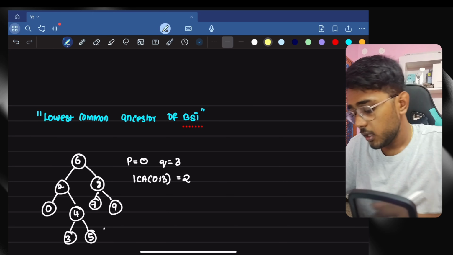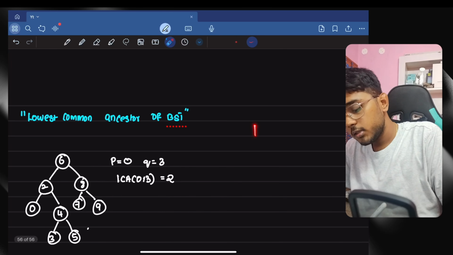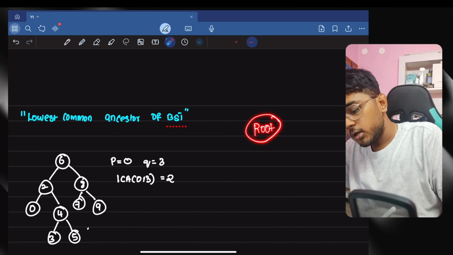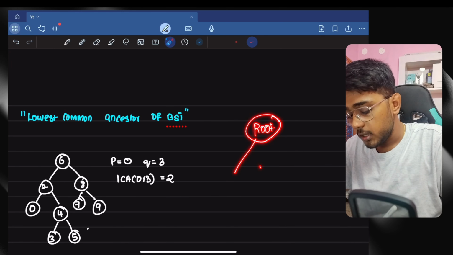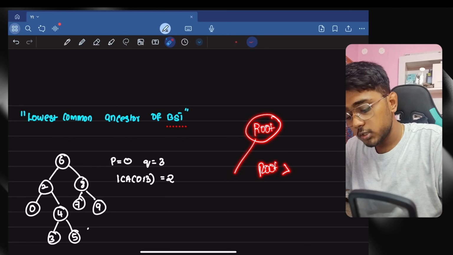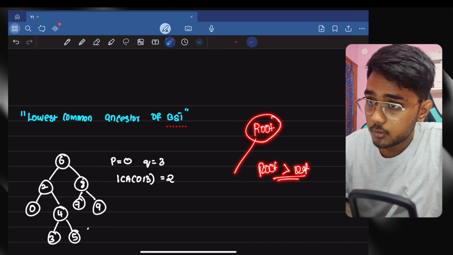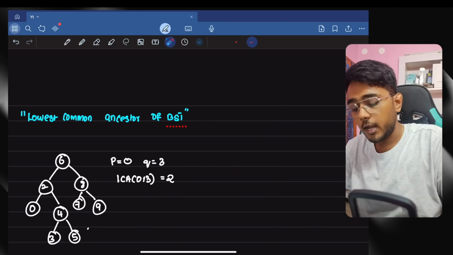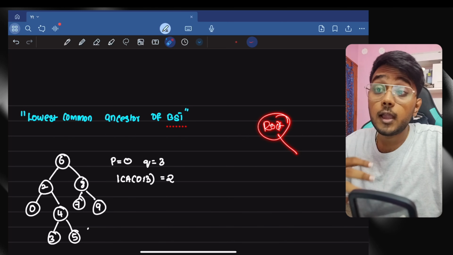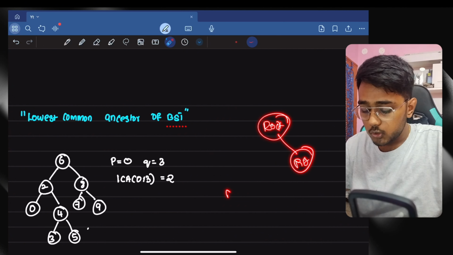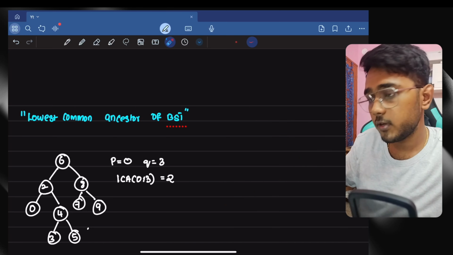So BST is a type of binary tree where the root node and all of its left nodes are less than the root. Okay, so the root is going to be greater than all the left values. And if I tell it for the right side, all the values on the right are going to be greater than the root. This is a simple definition for BST.